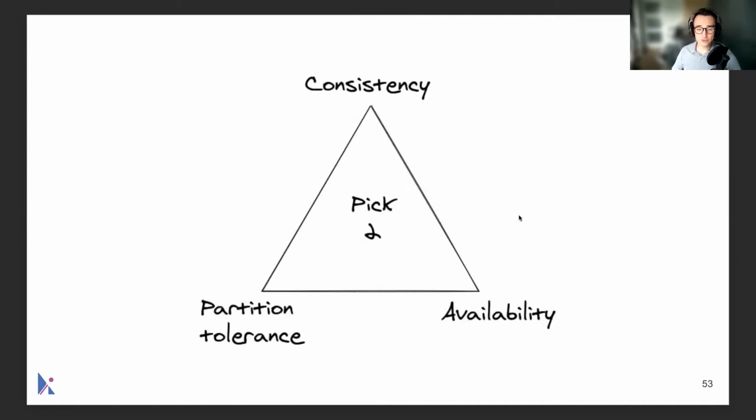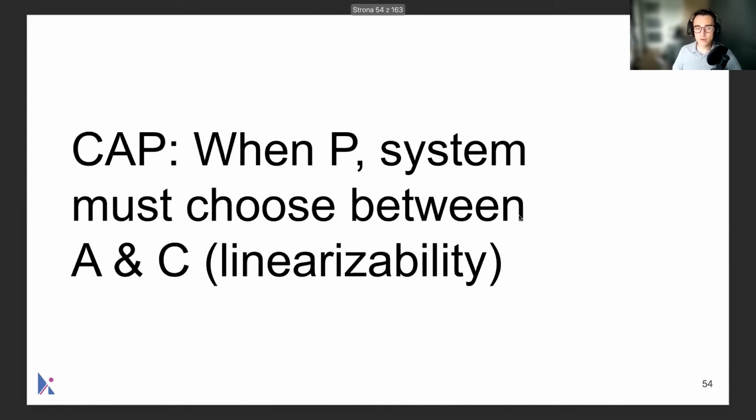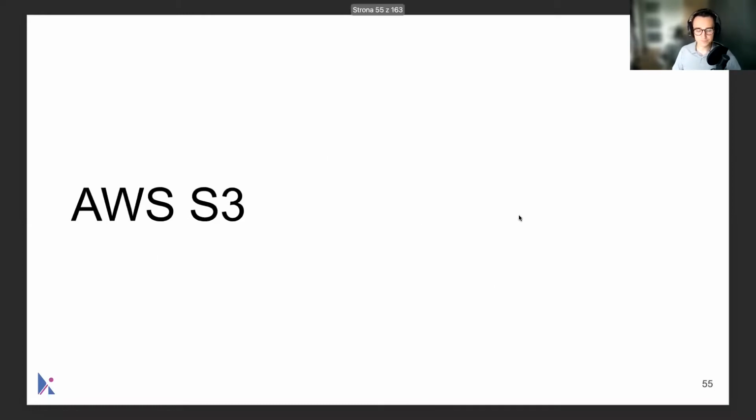Now, we started from a triangle, and we should be able to finally rephrase the CAP theorem in a more practical way. So I would say that the CAP theorem says, when a network partition occurs, your system has to decide whether to sacrifice availability or consistency, understood as linearizability. This is the essence of the CAP theorem.